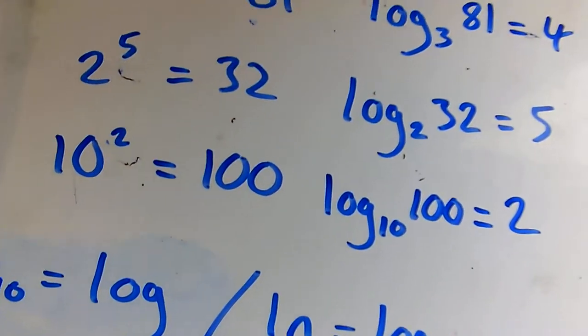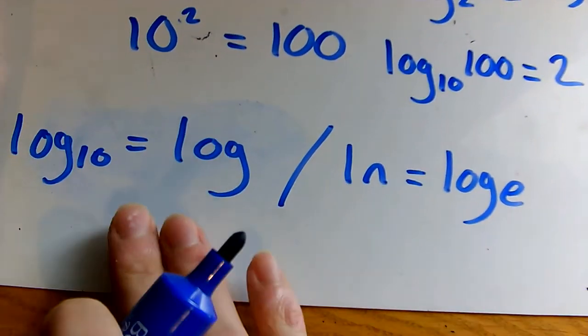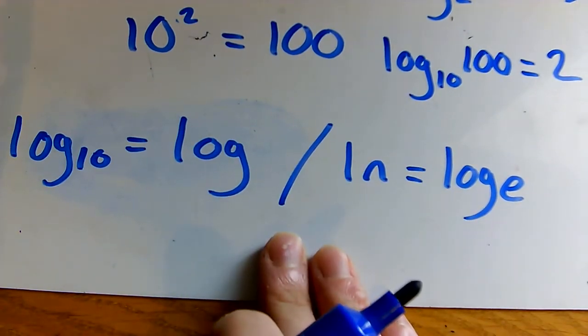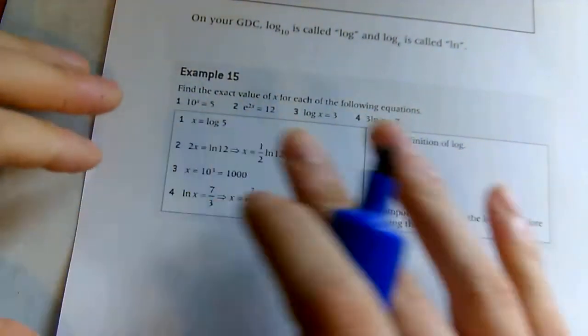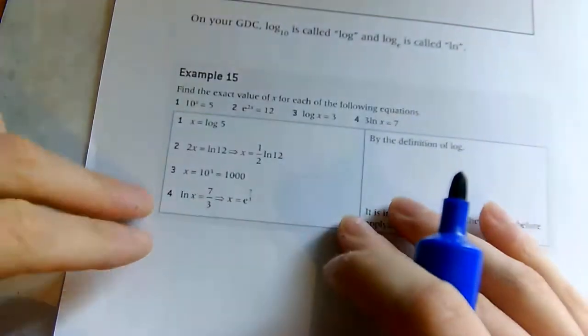You don't have to worry about any of the other ones. They do exist, but these two are the most common, and you're going to see those two predominantly. So if we look at some of the things you can do with logs, look at example 15 yourself, and hopefully it makes sense what I've just said and where those come from.